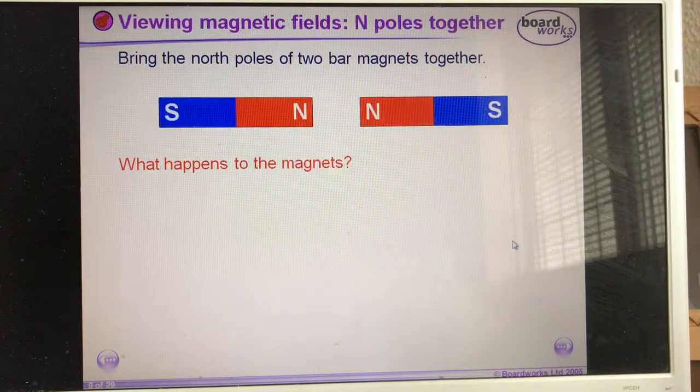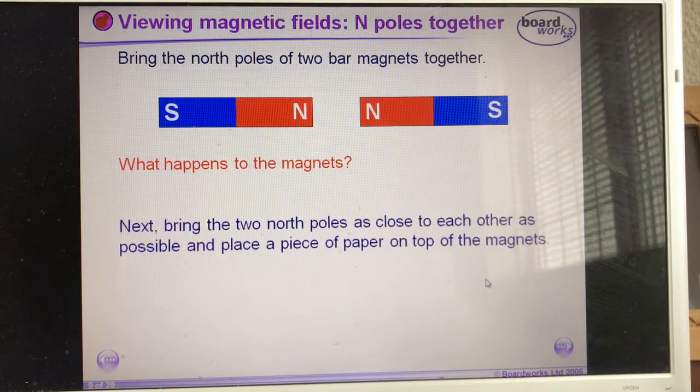Now if we move on from this, we can see that when you bring two bar magnets together, this is purely a recap of what we talked about earlier, two north poles are going to repel, and two south poles will also repel. So we say that like poles, i.e. the poles that are exactly the same, north and north, south and south, will repel. Like poles repel, unlike poles, i.e. north and south, attract. So I'll say that again: like poles repel, unlike poles attract.